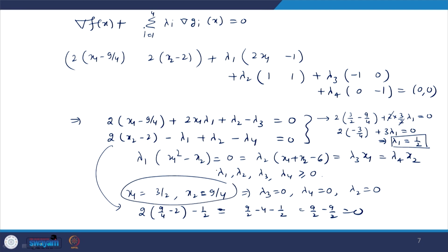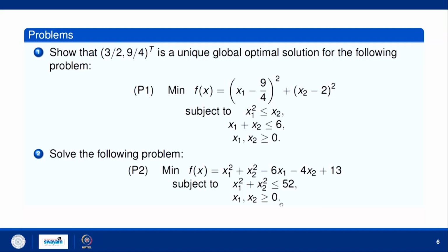So, hence by the sufficiency of the KKT conditions, we can say that this point is a global minimum point of this problem. In the same way, we can solve the problem P2 also. You write the KKT conditions; first you check whether it is a convex programming problem or not. If it is a convex programming problem, then you write the KKT conditions and try to find the point x which satisfies all the KKT conditions. That will be the global minimum point of the problem P2.